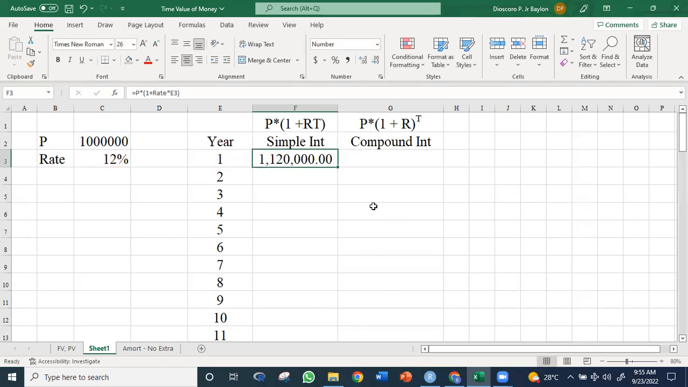Okay, so that will be our formula. Then Control Enter, we have 1120. Okay, pause for a while, guys. Kindly please tell me if you were able to get this. For simple interest, it's 1120. Please chat if you were able to get that.